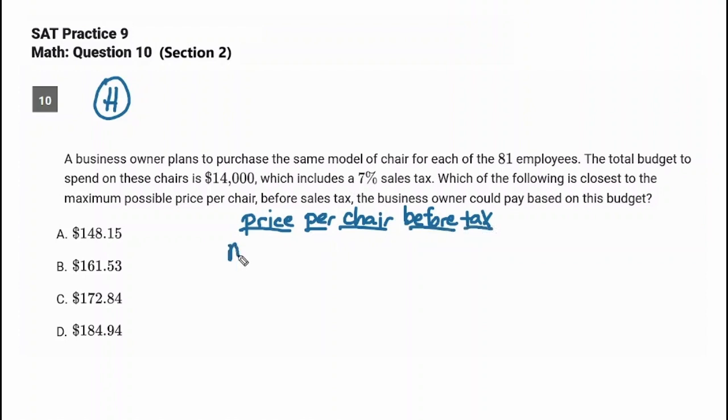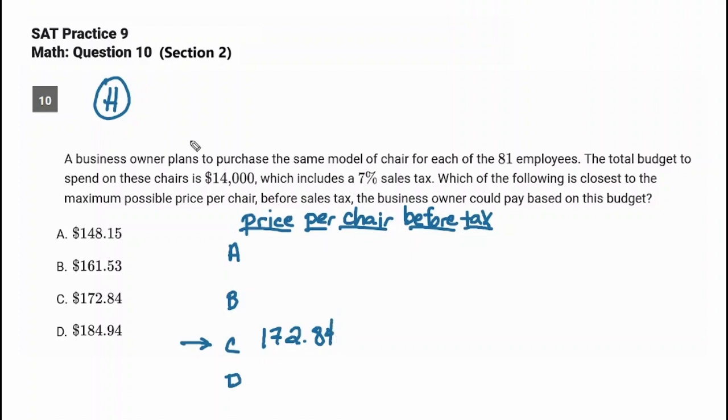So write down A, B, C, D, kind of spread them out, and then just start with an answer. Where should you start? You should start in the middle, because if you're wrong, you can see a lot of the times if it's too big or too small. So let's start with C. Let's say the price per chair is $172.84.